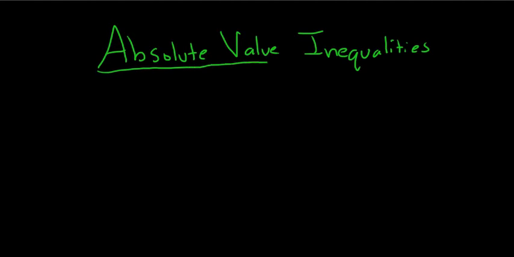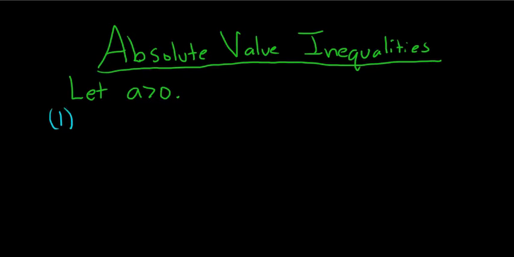In particular, they come up a lot in an advanced calculus class. So if you decide to study mathematics as a major, this type of math is really useful. Okay, so there are two properties, and for both properties, we're going to let A be a positive number. So the first property is the following. It says if the absolute value of x is less than A.